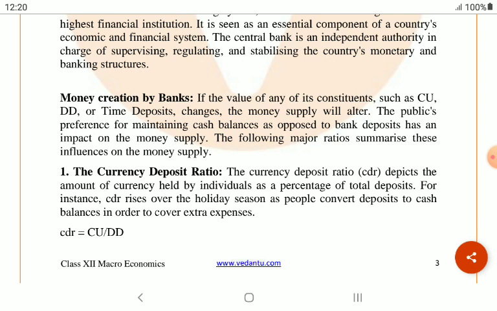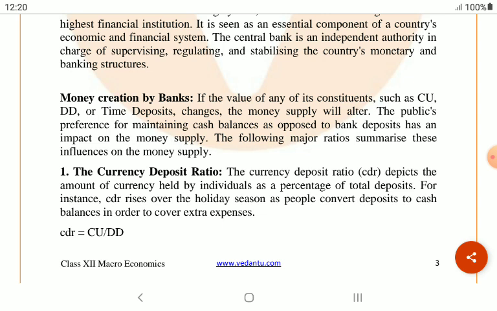Next is money creation by banks. How is money creation by banks done? If the value of any of its constituents such as CU, DD, and time deposits changes, the money supply will alter. So the following major ratios summarize this influence on the money supply. How much the money supply changes, we can summarize by these ratios.